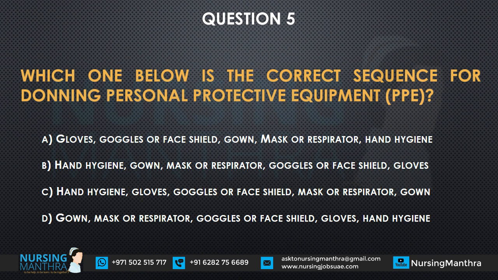Which one below is the correct sequence for donning personal protective equipment? A. Gloves, goggles or face shield, gown, mask or respirator, hand hygiene. B. Hand hygiene, gown, mask or respirator, goggles or face shield, gloves. C. Hand hygiene, gloves, goggles or face shield, mask or respirator, gown. D. Gown, mask or respirator, goggles or face shield, gloves, hand hygiene.